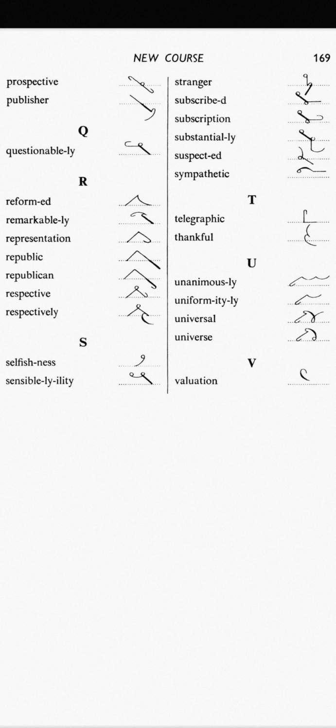M stroke with R hook above the line, B stroke with L hook on the line for remarkable, remarkably. Upward R on the line, P stroke on the line with Chun hook for representation. Upward R with P stroke on the line, B stroke through the line for republic. Upward R with P on the line, B stroke through the line with N hook for republican.